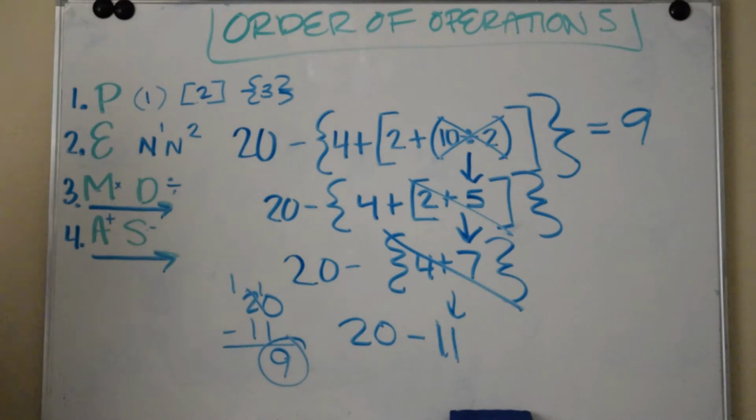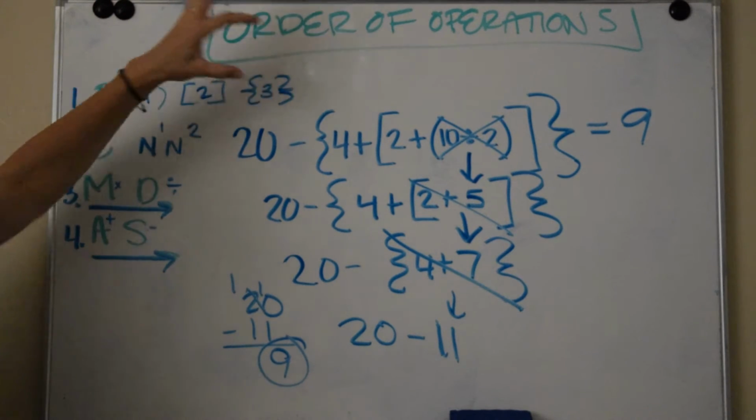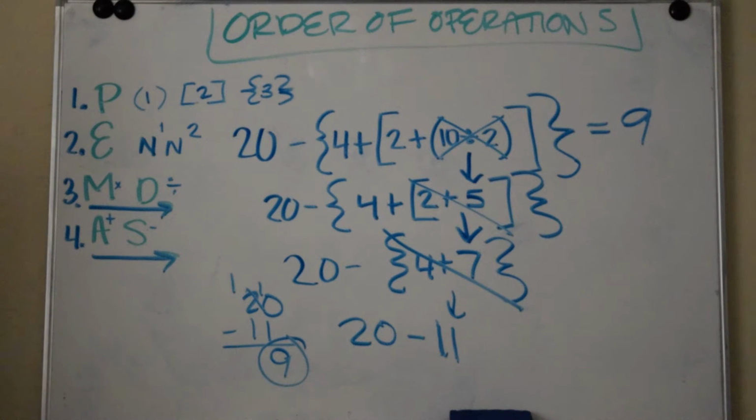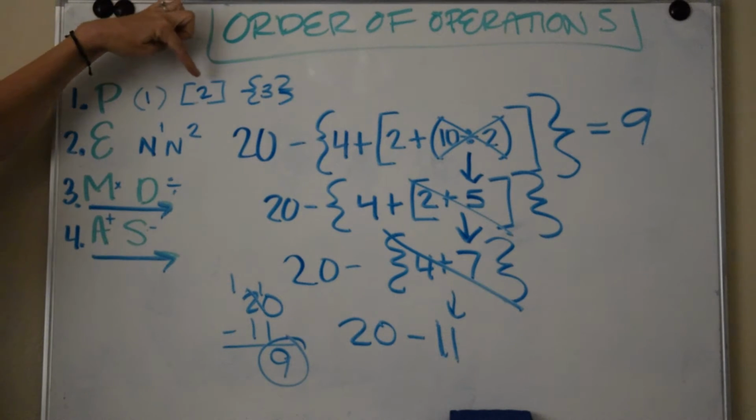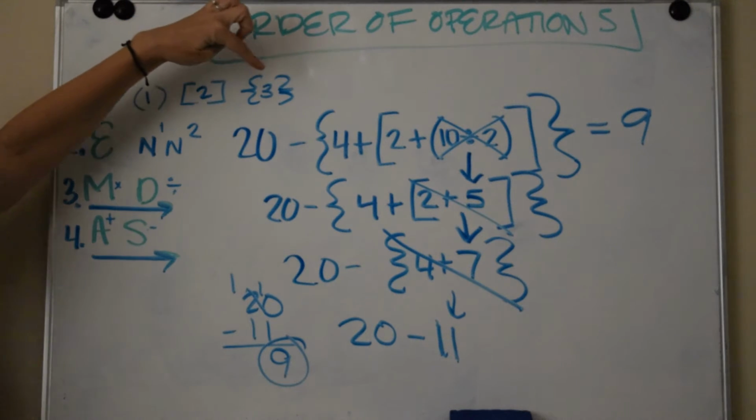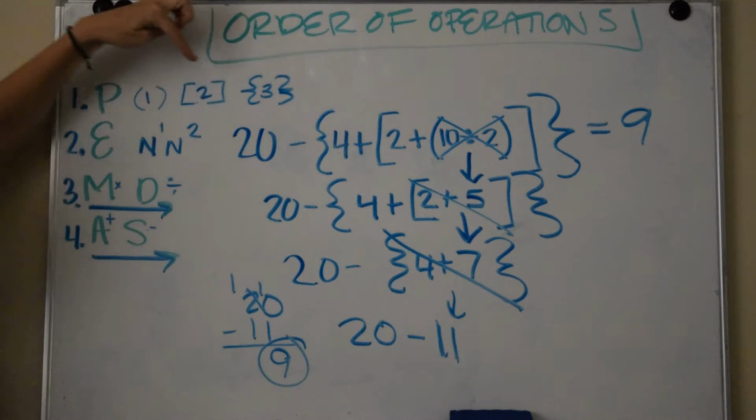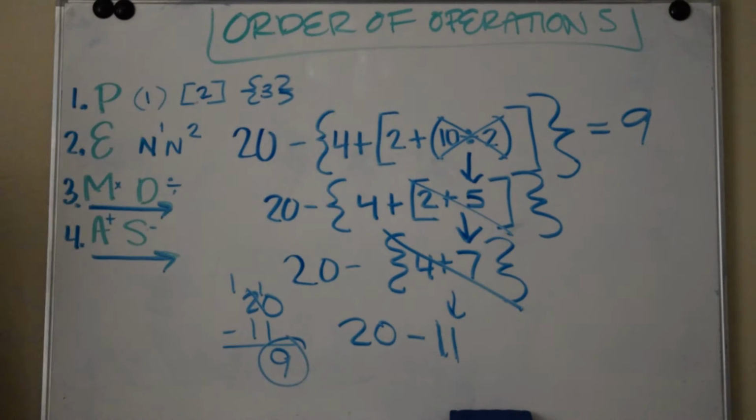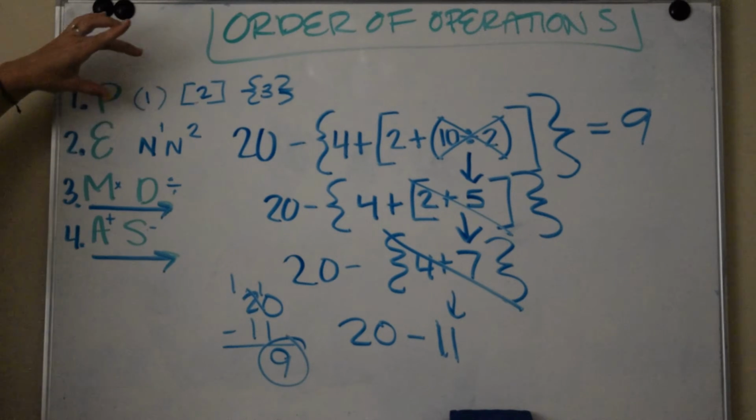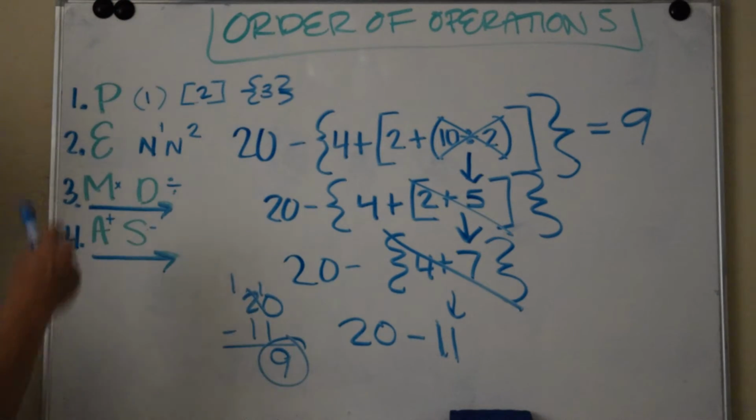Now, how do we know if we did it right? As long as you follow these steps. Now, what did we do? We had 3 different types of parentheses, and I had to solve what was inside these ones first, then what was inside these ones, and then what's inside these ones. So these are parentheses, brackets, braces. That's what they're called. As long as you're following what's inside those parentheses in that order, then you'll be fine.